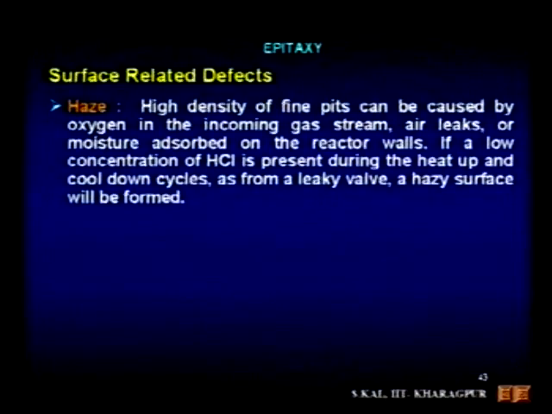Apparently, the surface looks like some hazy thing, and that is nothing but a combination of micro pits. The sources are oxygen molecules or H2O moisture, or some air leak in any portion of the chamber. These are the sources. A remedy, obviously, is that we have to get free of oxygen molecules.